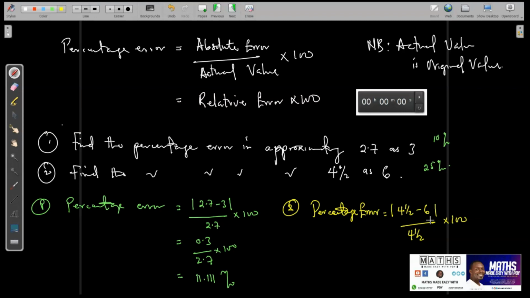All right. So 4.5 minus 6 will give us negative 1.5. But because the absolute value sign is there, it means we are going to have 1.5 over 4.5, times 100. Final answer is what, please? 33.333. So 33.33%.